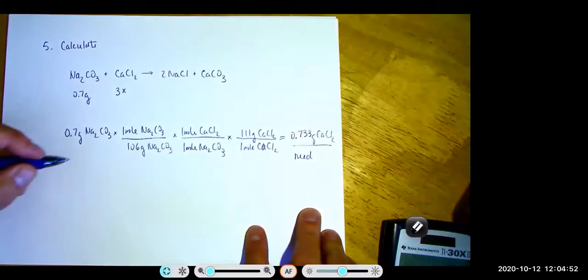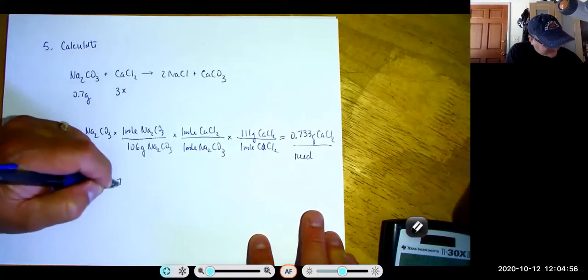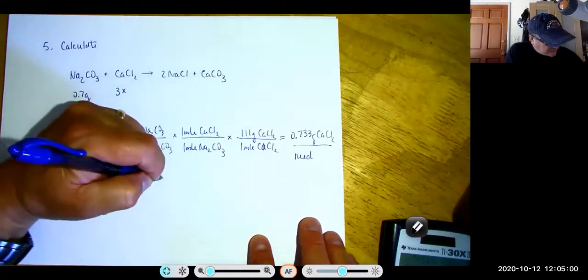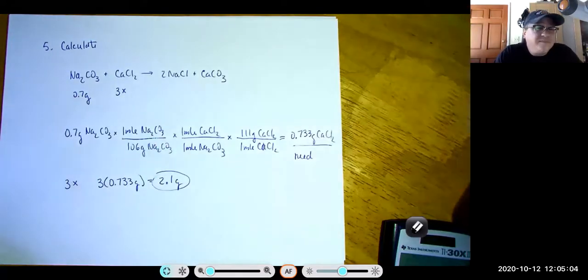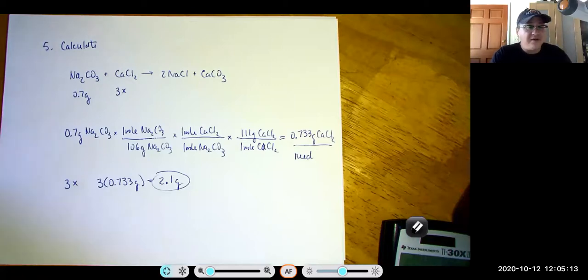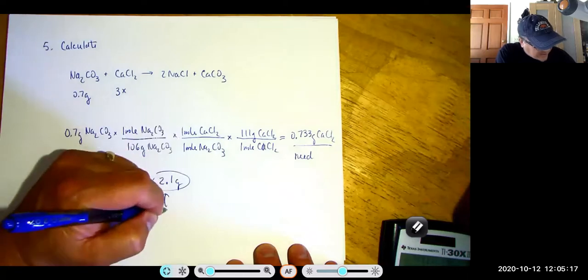So to get 3 times, you just do 3 times, which is 2.1 grams, thereabouts, right? Oh, that's all you do? That's all you do to get a 3 times excess. Oh. Now, clearly, you only have about 3 grams of this stuff.